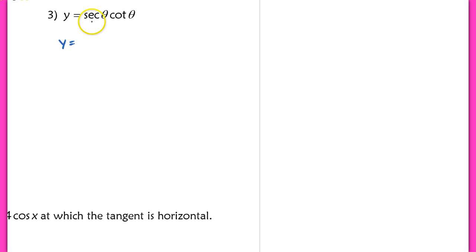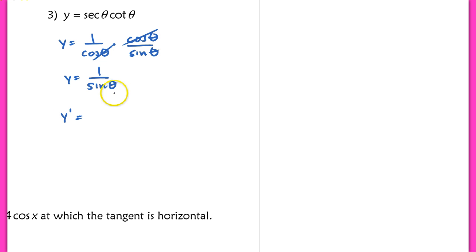Let's try to rewrite this. The secant of theta is 1 over the cosine of theta, and cotangent of theta is cosine theta over sine theta. Now I can cross cancel here, and I've simplified this now to 1 over sine theta. So if I find the derivative here, I can apply the reciprocal rule.